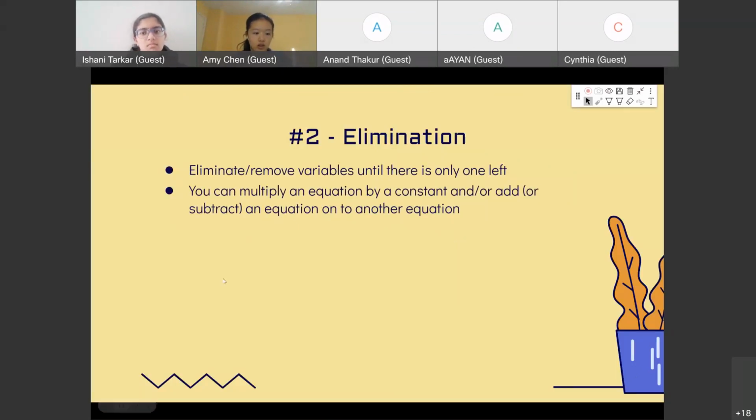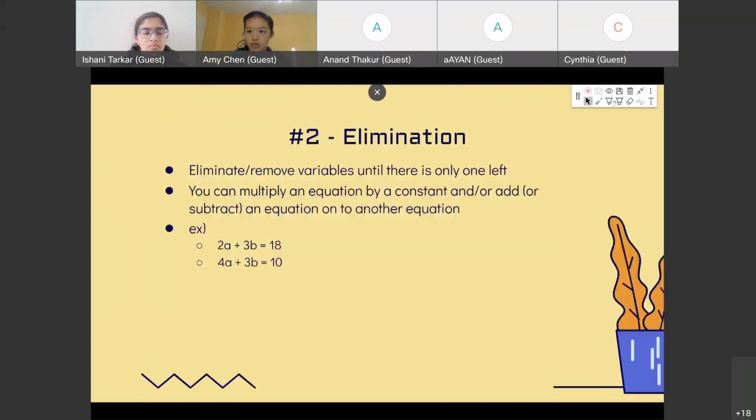To do this, you can multiply both sides of the equation by a constant, or add the same thing to both sides to change the equation, but still keep it equal. So for example, let's say we have this equation 2a plus 3b equals 18, and this other equation 4a plus 3b equals 10. Both sides of the equations are equal, which means that we can subtract these equations from one another.